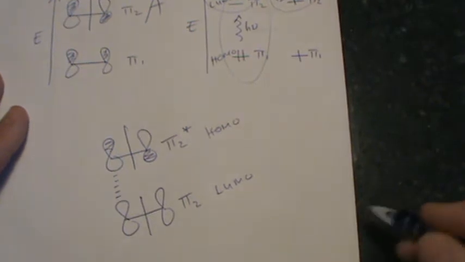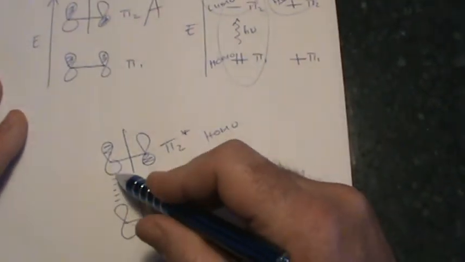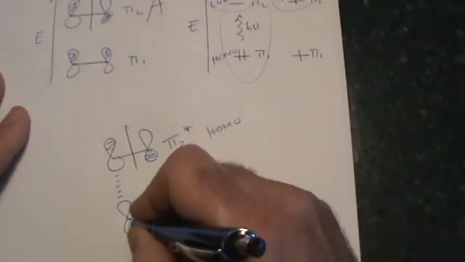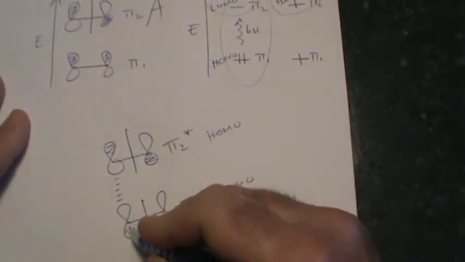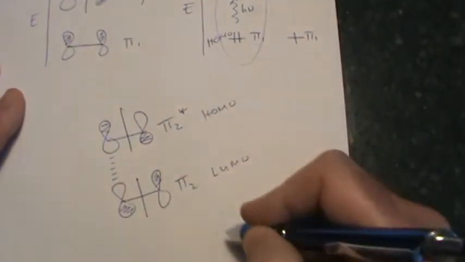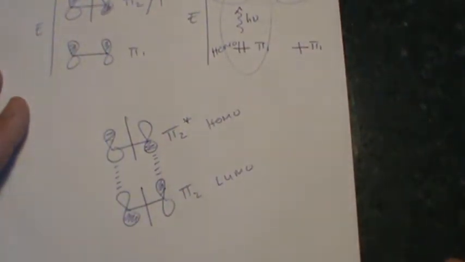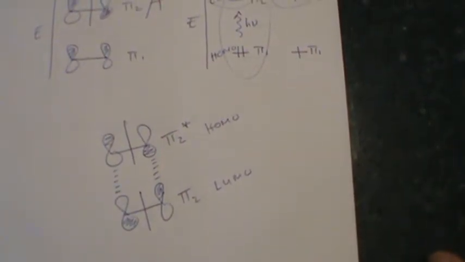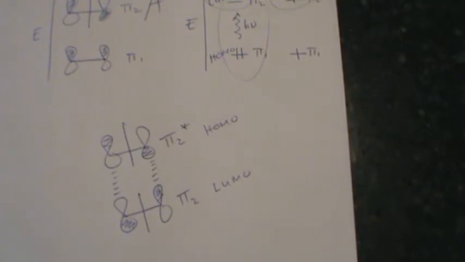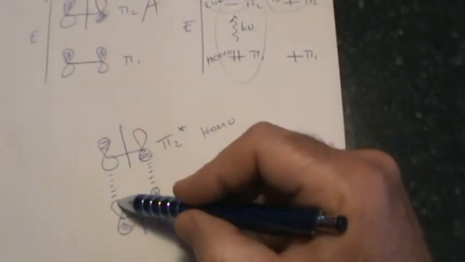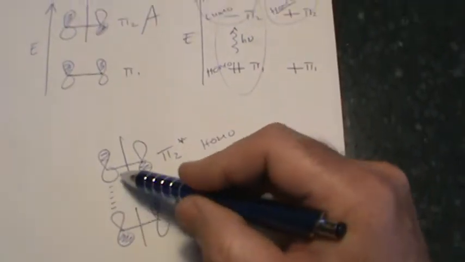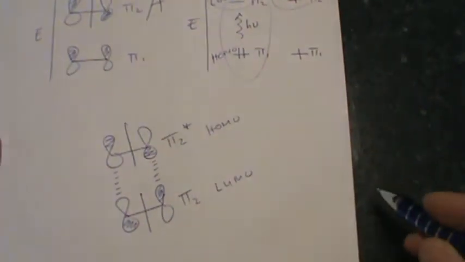Give yourself a fighting chance. Set up a bonding interaction. If this one is unshaded, then this one would be shaded. And now as I pass through the node, this one has to be shaded up top. And lo and behold, when I do that, and I allow these things to stack like pieces of sandwich bread, I can see that the terminal lobes are interacting with only bonding interactions. So this is a winner.